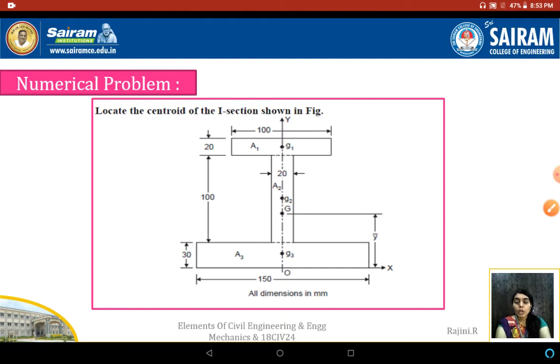So how to mark the centroid? I'm marking one G here, and this is your X bar and this is your Y bar. X bar I'm measuring from the Y axis, and Y bar I'm measuring from the X axis. So this much you need to remember.